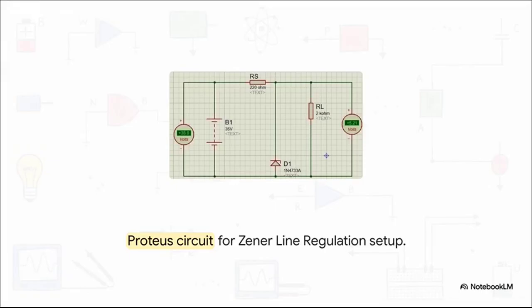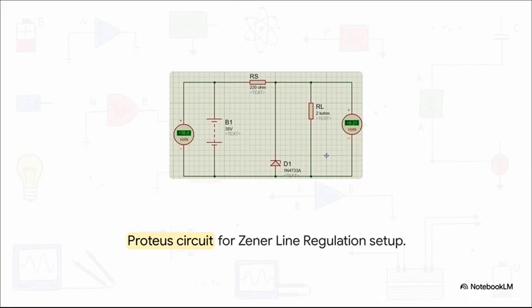Okay, setting up our first circuit for line regulation. Notice the architecture we're working with. We've got our Zener diode connected in reverse bias. The load resistance, RL, is kept totally locked in at 2 kiloohms. But the input power supply, we actively mess with that.